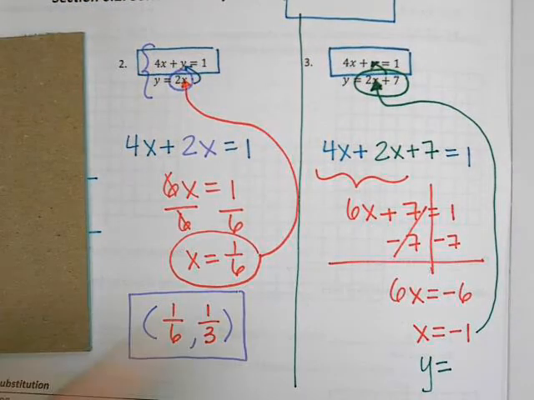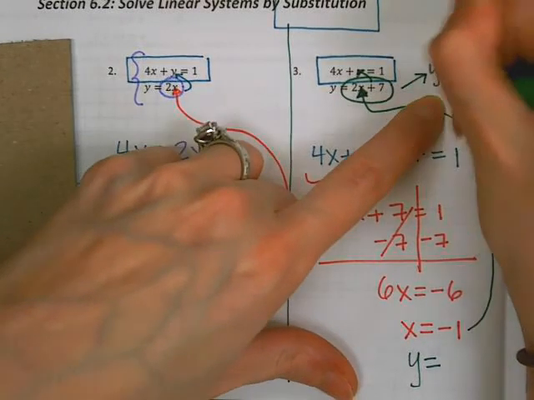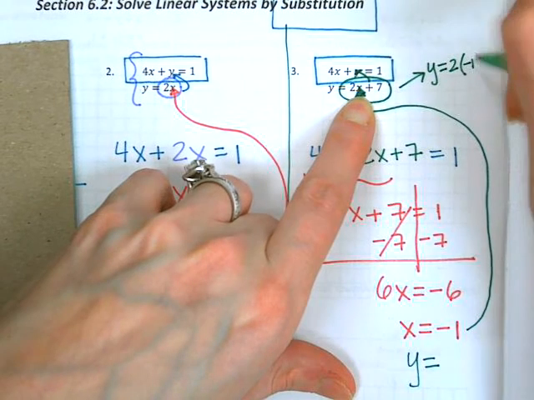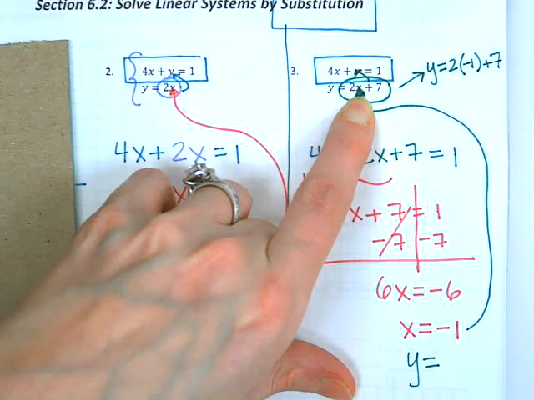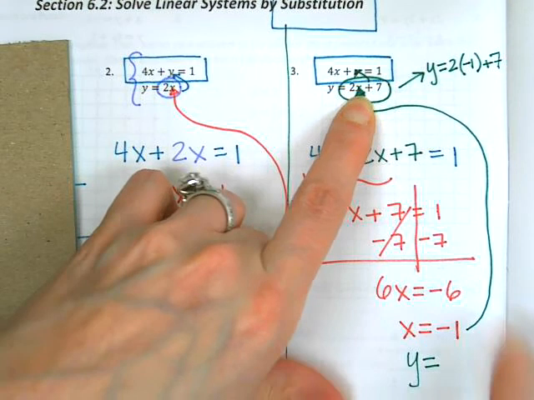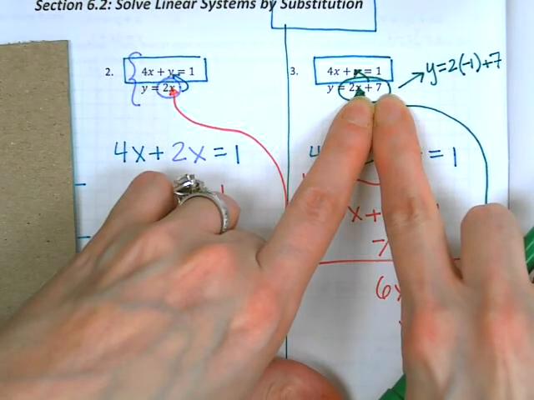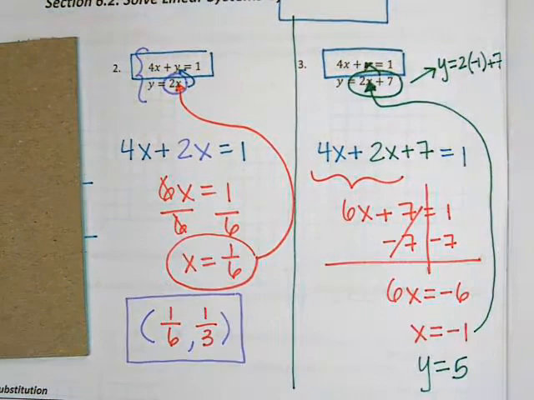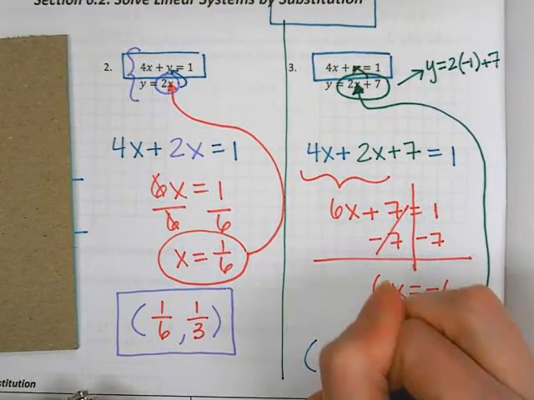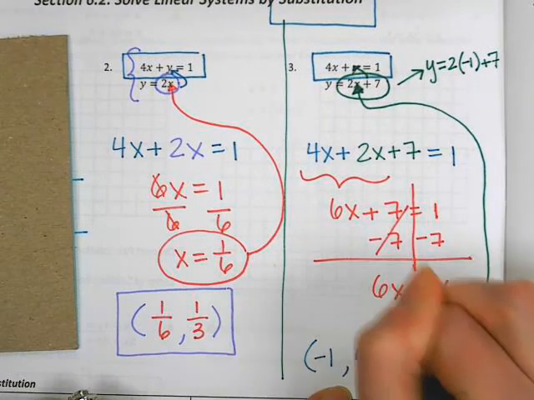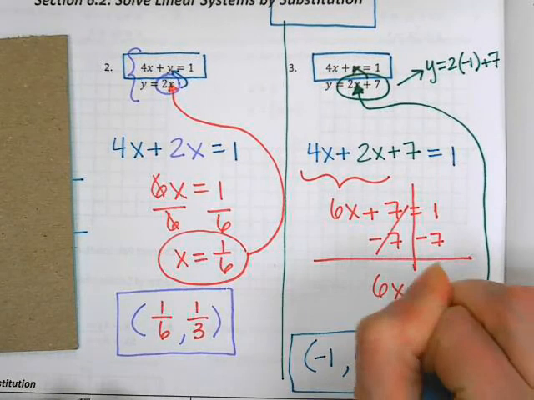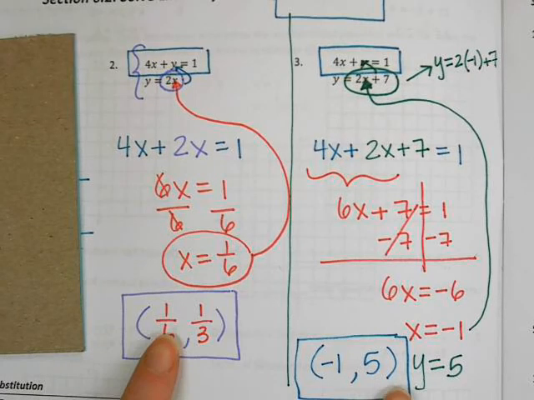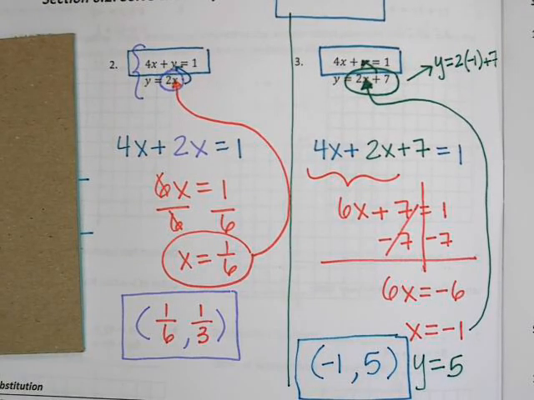All right, so let's see how to find that. So y is going to be 2 times negative 1 plus 7, because x is negative 1. So negative 2 plus 7 is 5. So y is going to be 5. So final answer, the ordered pair for this system is negative 1, comma 5. All right, so this would be the same answer that you would have got if you graphed it. It's just another method.